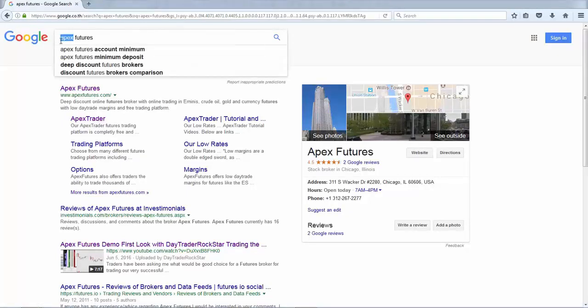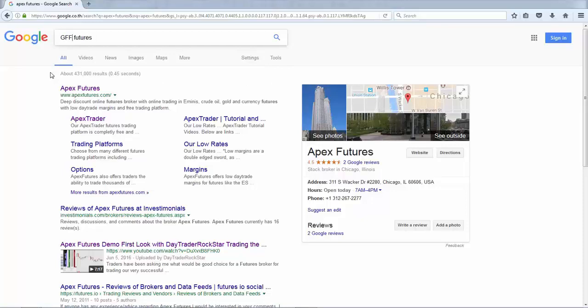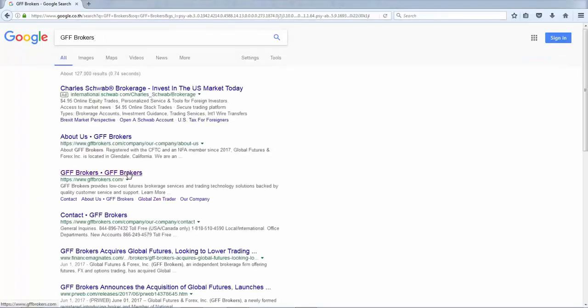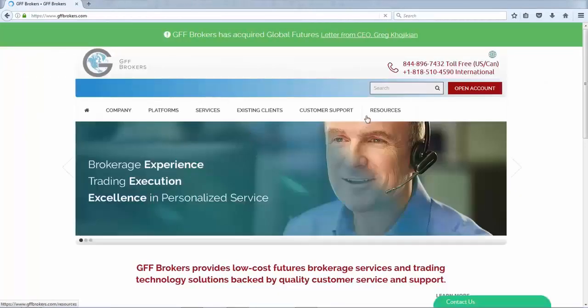If you want to use the same software with really super good customer service, then I recommend GFF Futures, or GFF Brokers, I think it's called. Right there, GFF Brokers. They have very good customer service, but their margin is $2,000. So it's 4 times the amount of Mirrors and AMP. It's 2 times the amount of Apex Trader, Apex Futures. So it really depends on what way you want to go.